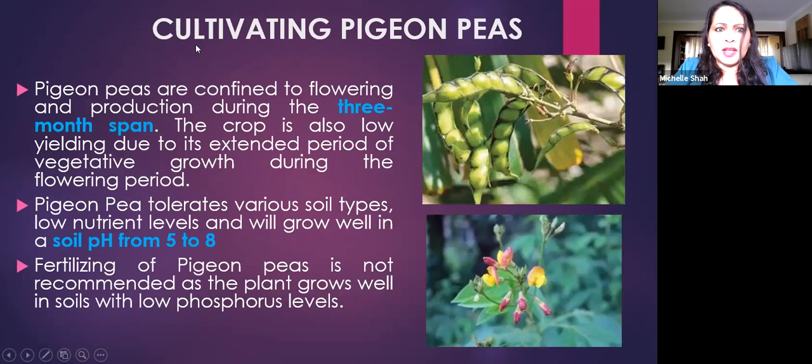Cultivating pigeon peas: they are confined to flowering and production during a 3-month span. The crop is also low yielding due to its extended period of vegetative growth during the flowering period. Pigeon pea tolerates various soil types and low nutrient levels, and will grow well in a soil pH of 5 to 8, so that is relatively alkaline in nature. Fertilizing of pigeon peas is not recommended as the plant grows well in soils with low phosphorus levels.